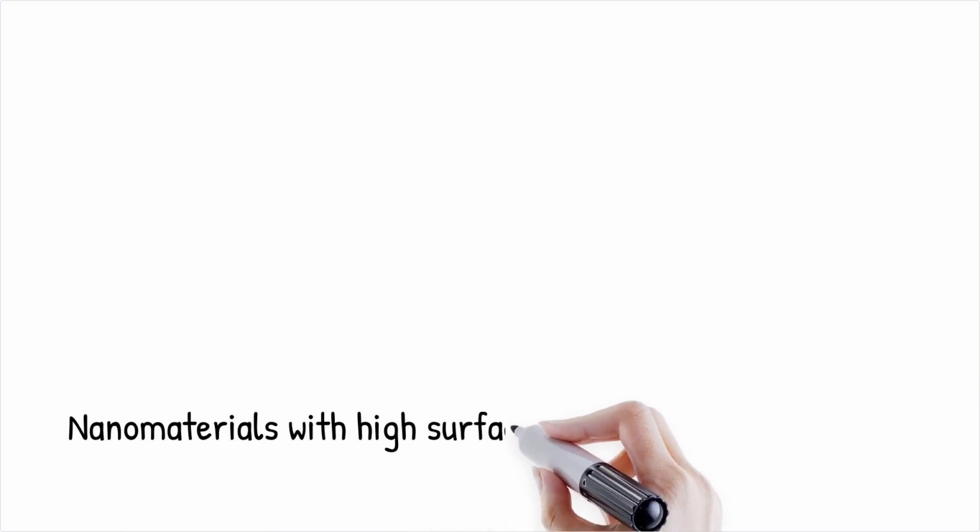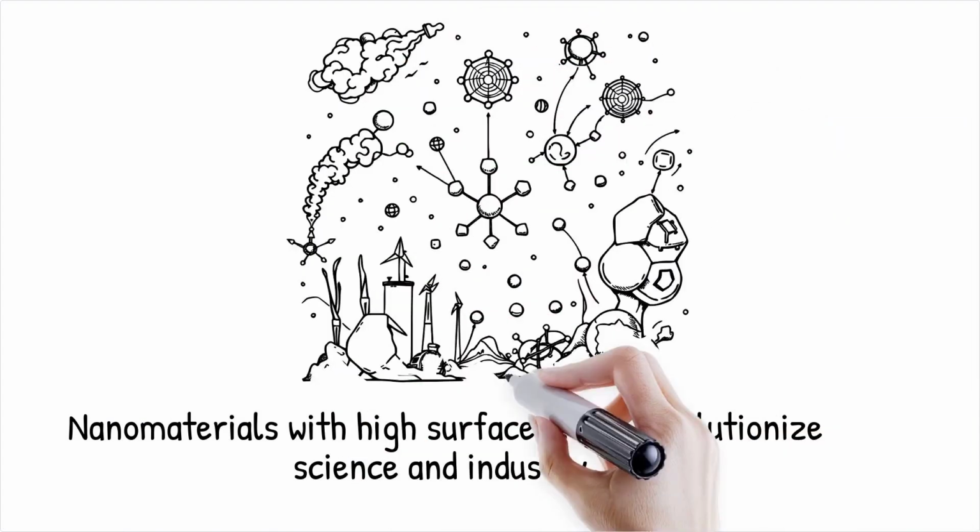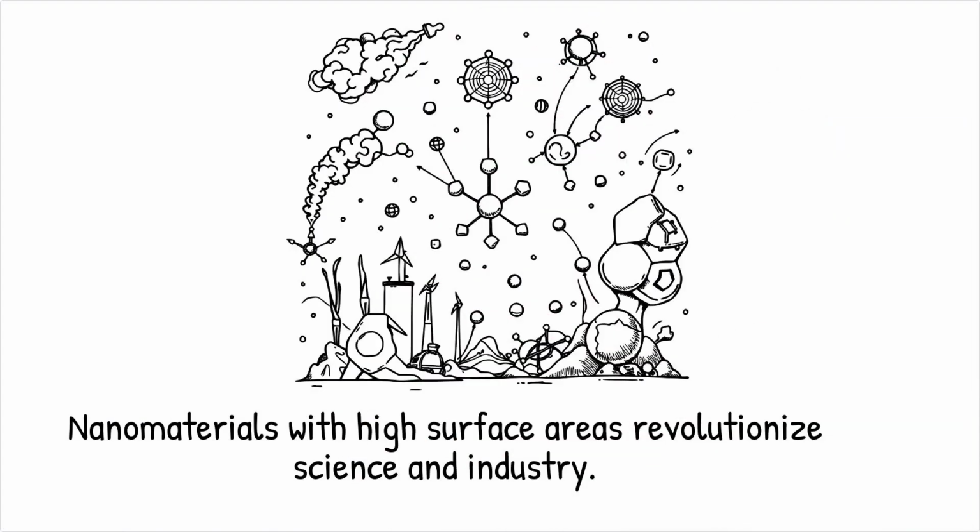Nanomaterials with high surface areas exemplify the power of engineering at the nanoscale. Whether trapping pollutants, storing energy, or catalyzing reactions, these materials demonstrate how manipulating matter at the atomic level can yield extraordinary macroscopic benefits. From covalent frameworks to porous polymers, the versatility and functionality of these materials continue to revolutionize science and industry.